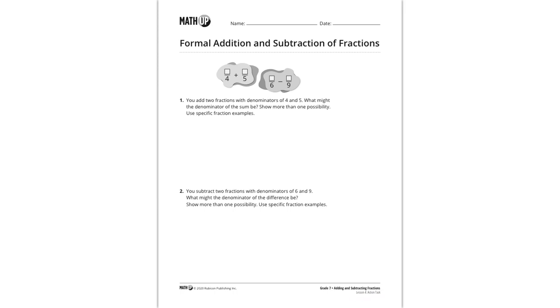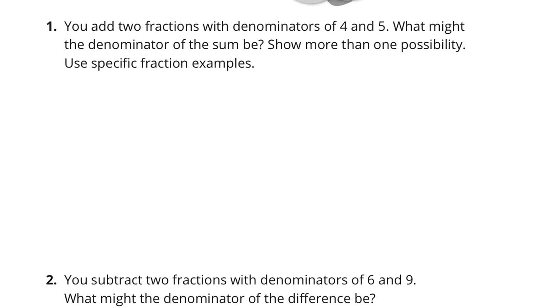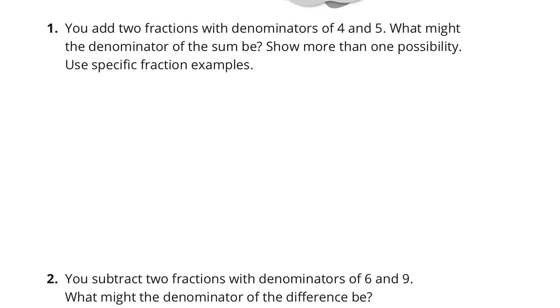Today we're looking at the formal addition and subtraction of fractions, and this is our Lesson 4 action task. The task for today is, we need to add two fractions with denominators of 4 and 5. What might the denominator of the sum be? Show more than one possibility, and use specific fraction examples.